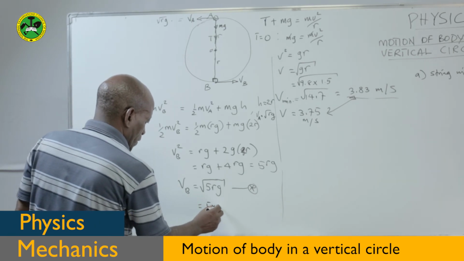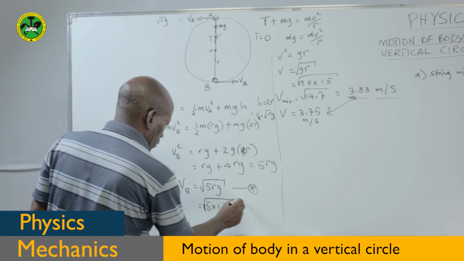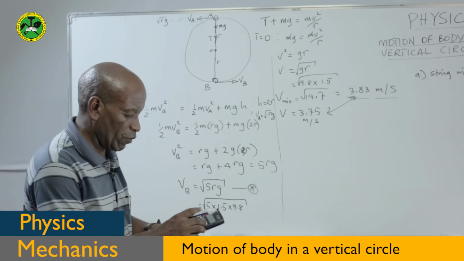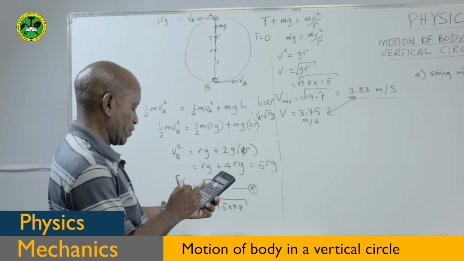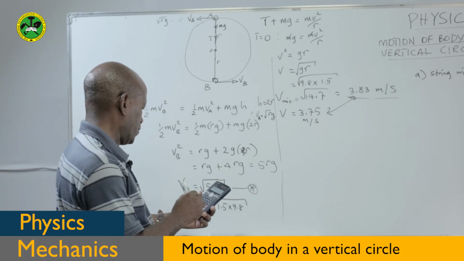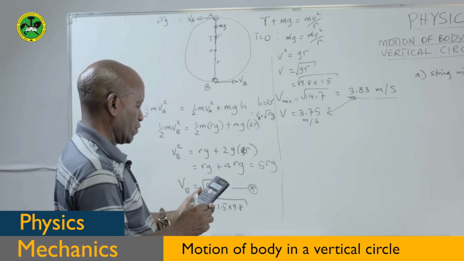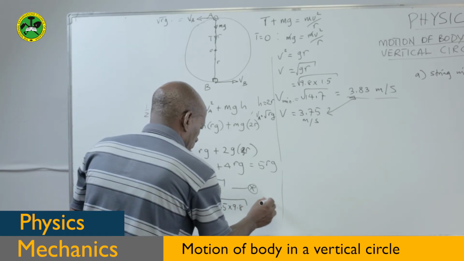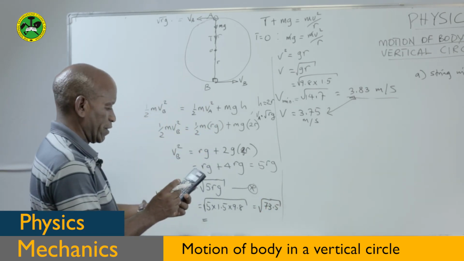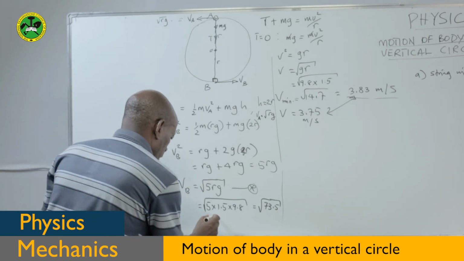That is 5 times 1.5 meters times 9.8. So we look for the square root of that particular expression. And using your calculator, you can compute this. That is 5 times 1.5, the length of the string, times g, that is 9.8, which is 73.5. So if you look at the square root of that, you are getting 8.57.